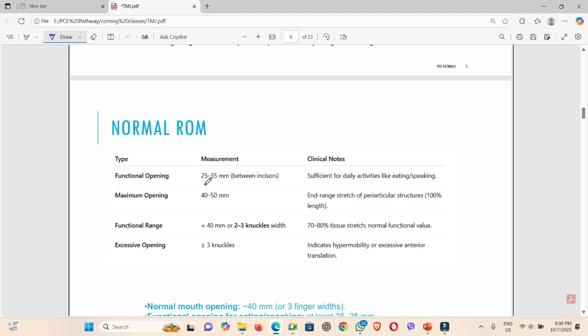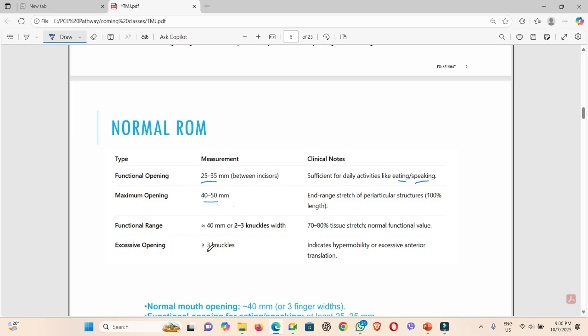So the normal range of motion, functional opening, is 25 to 35 millimeters. What is functional? That means normal functioning. So eating and speaking require 25 to 35 millimeters of opening. Maximum opening of the mouth is 40 to 50 millimeters. That is the end range stretch of periarticular tissues. That is the maximum. Functional range is 2 to 3 knuckles.